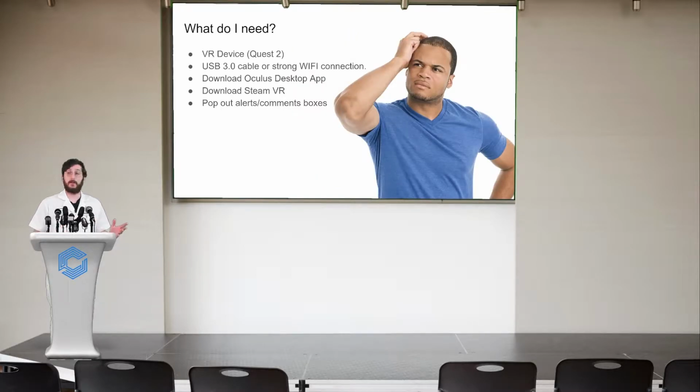So you may be wondering, hey, Culticom, what do I need? Well, it's simple. You're going to need a VR device. We're going to be using an Oculus Quest 2 for this. You'll need a USB 3.0 cable or a strong Wi-Fi connection to use Oculus AirLink. You'll want to download the Oculus app to your computer. And you'll also want to download SteamVR to your computer. That's what we'll be using in this presentation. Lastly, pop out any alert boxes that you want to have in the VR experience. So if you're using Stream Elements, if you're using Facebook alerts, whatever, pop those out into their own individual browser windows for each of those.